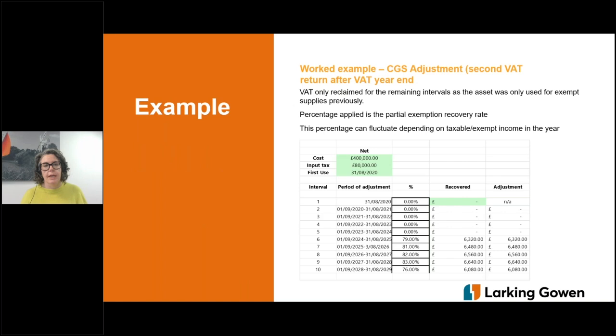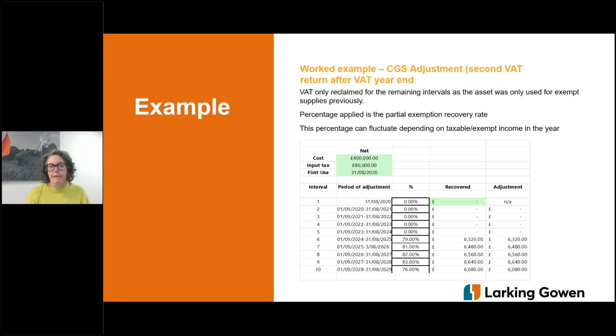So let's have a little look at an example. Here we've got a mixed use property, so it's residual for VAT purposes, and that property was bought way back before we were VAT registered. So obviously at that point in time, the VAT that was incurred by the school of £80,000 was not recoverable. So we've got a number of years within our capital goods scheme 10-year life when there was 0% recovery of this £80,000. But then we VAT registered.